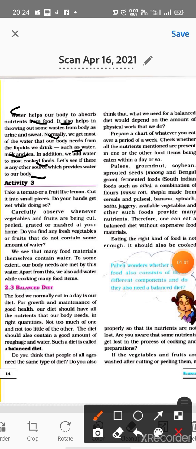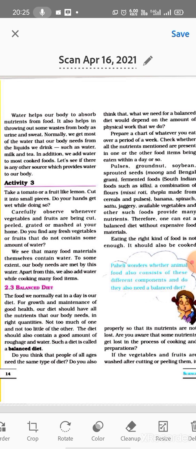So what is the role of water? Water helps our body in absorbing nutrients from food, and also it helps in throwing out waste from our body in the form of urine and sweat. Normally we get water from drinking water or drinking liquid items, that are milk and tea. Also, in addition, we add water to most cooked food. Let's see if there is any other source which provides water to our body.